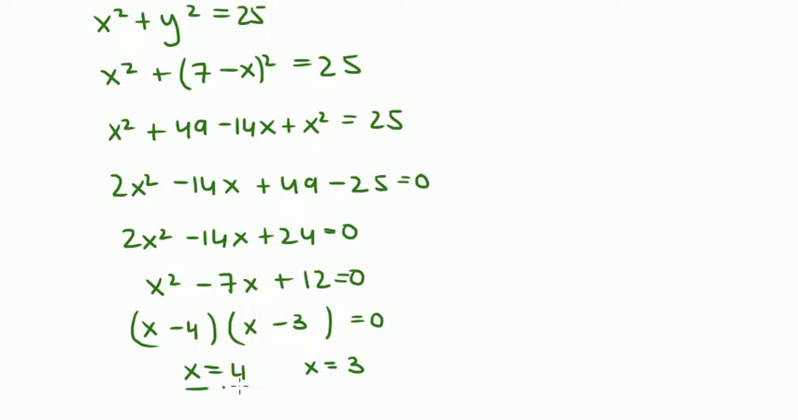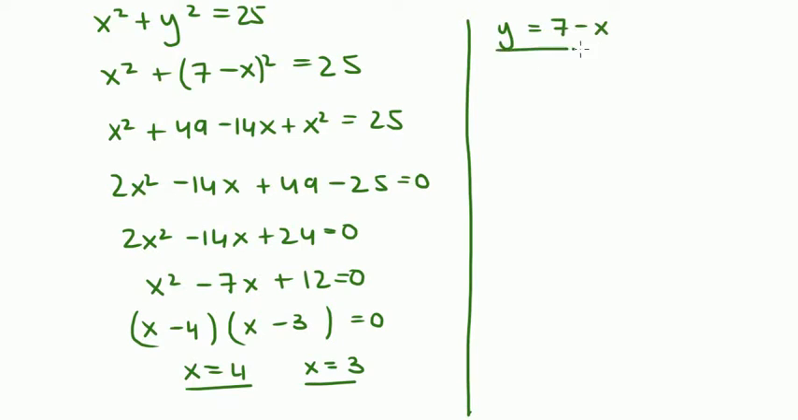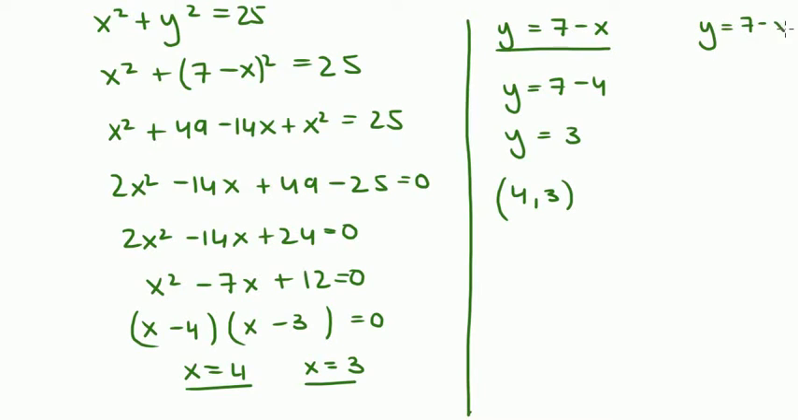So now that we have those two values for x, we have to go back and find our values for y. So we said that y was equal to 7 minus x. So now we have y is equal to 7 minus 4. So y is equal to 3. So that gives us the point (4, 3). And then taking our second value for x, we find y is equal to 7 minus 3. So y is equal to 4. That gives us the point (3, 4).